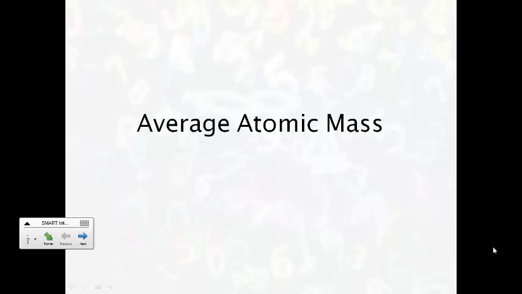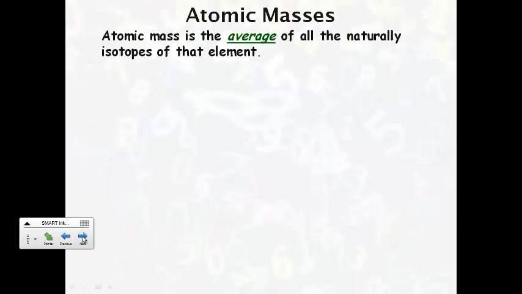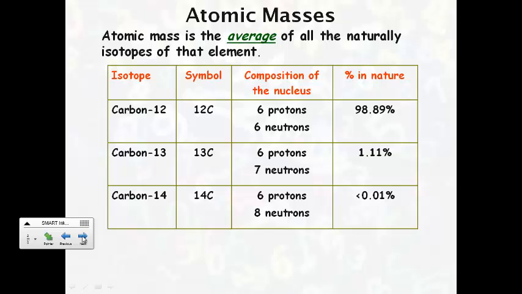In this podcast, we're going to talk about average atomic mass, specifically how to calculate it. All right, so first let's remind ourselves about atomic mass. Atomic mass is when you determine the average of all the naturally occurring isotopes of an element. So here we have a chart, and it has all the isotopes of carbon. So we have carbon 12, 13, and 14.